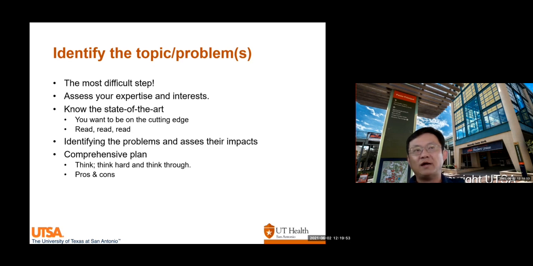Okay, and after you identify what you want to work on, right? This could be a bigger area. You know, I want to work on addressing health, right? Or I want to work on solving environmental issues, and then you need to really look at this bigger area and come down and identify some specific topics. Okay, to achieve that, you need to know the state of the art. Okay, what are the urgent, emerging problems, or what are the cutting edge problems in this particular area, right?